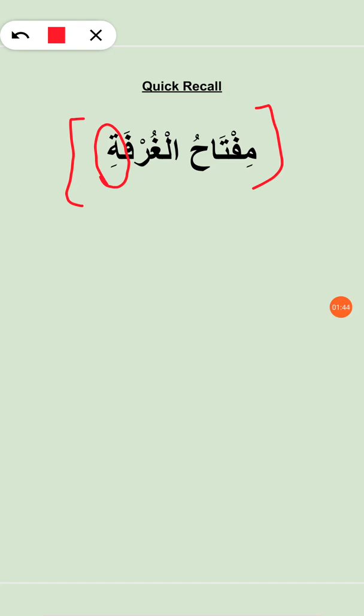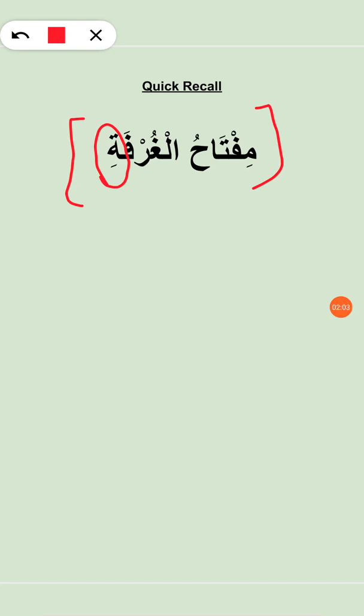Alright, and what do we do? What do we do if we see any ism in jar form? We try and locate the source, because every ism should be in rafa form. If it is not in rafa form, then we try and find out the reason. That is what Arabic grammar is all about.